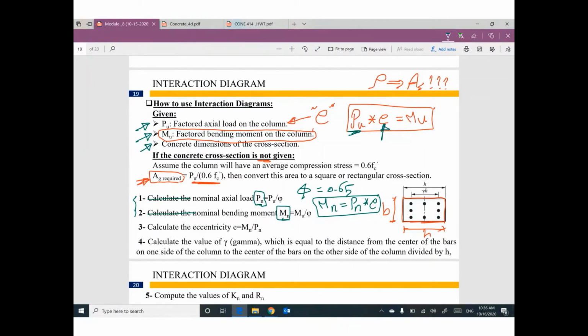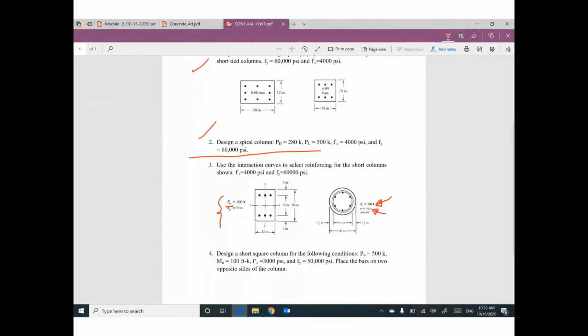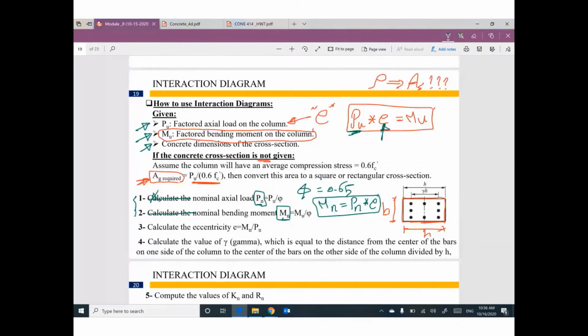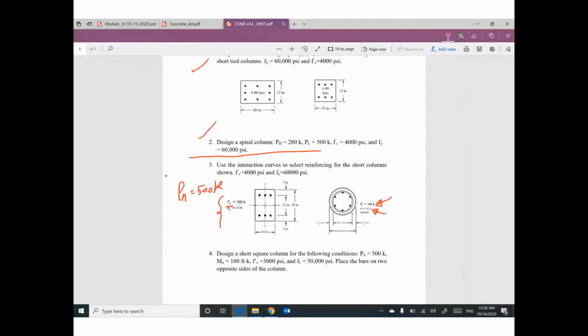I believe in the homework for this one, Pn is given. Okay, 500 kip, that's fine. So I don't need the first step. Eccentricity is given, 6 inch. So Mn equals 500 times 6 divided by 12. Please make sure your dimension is in feet. So your moment will be 250 kip-foot. Here is Mn and Pn without these steps.